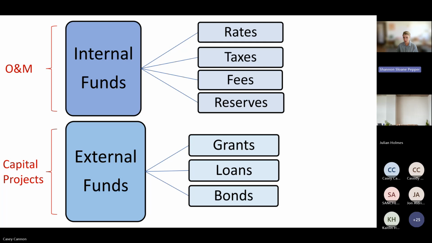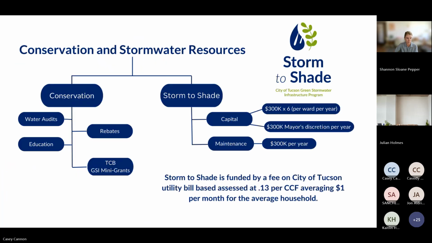External funds, like those that are garnered through grants, loans, and bonds, are usually used to cover big capital projects. So the big initial investment that you pour into getting an asset planned, designed, constructed, and up into working order. Next slide.